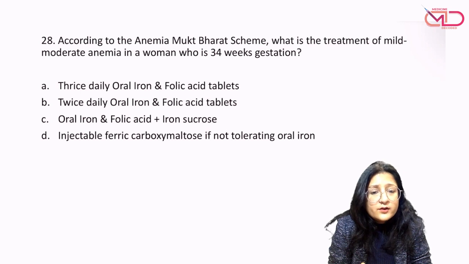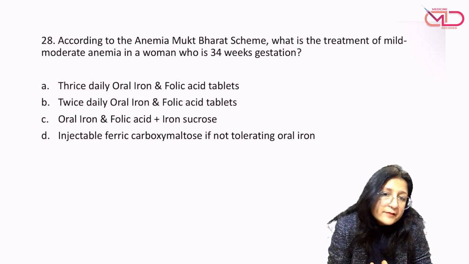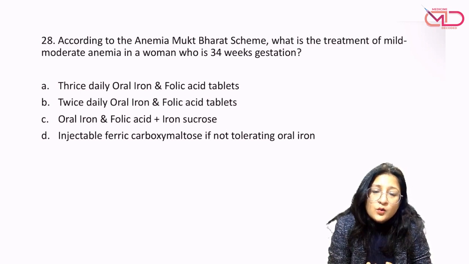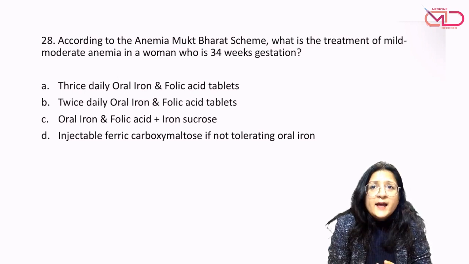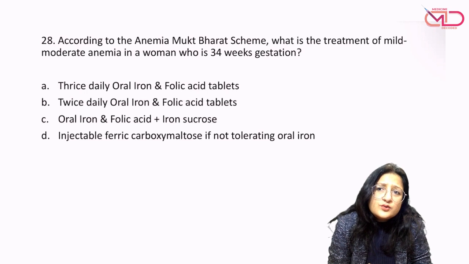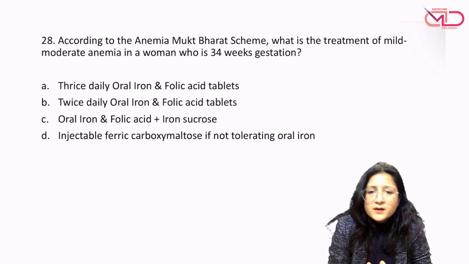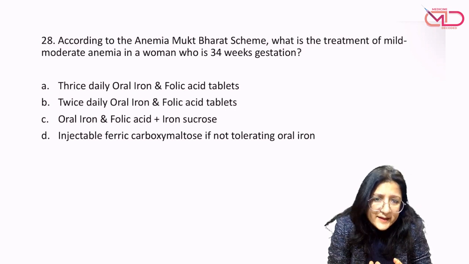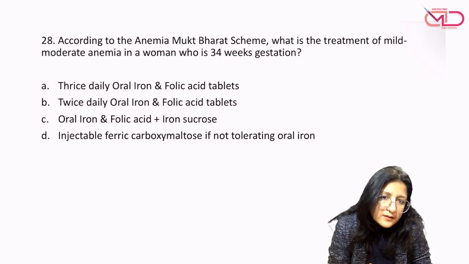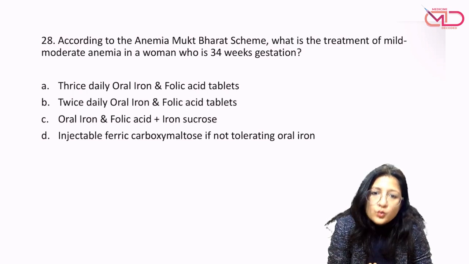So, injectable iron preparations are preferred once the woman is beyond 34 weeks of gestation. Early on in gestation also, we can go for injectable iron preparations if the woman is not tolerating oral iron, right? So, the indications for giving injectable iron are simply two, right?